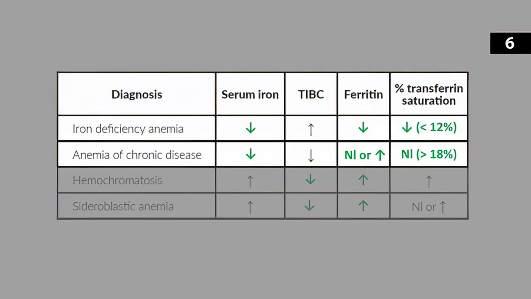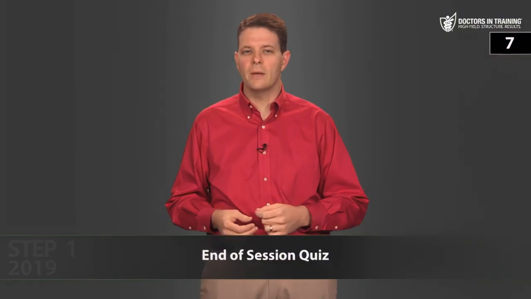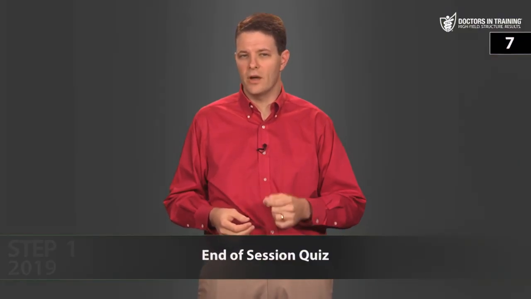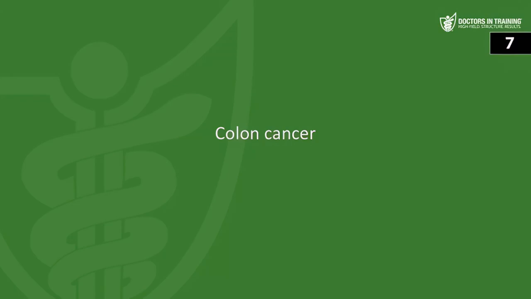Now, a patient with anemia of chronic disease will have decreased TIBC, ferritin will be normal or elevated, and transferrin saturation will be normal, greater than 18%. And the last question, what should you rule out in a man over 50 with new onset iron deficiency anemia? You need to rule out colon cancer.